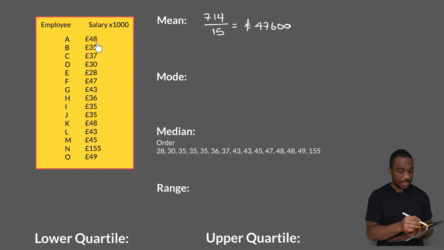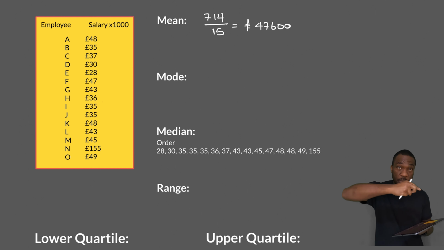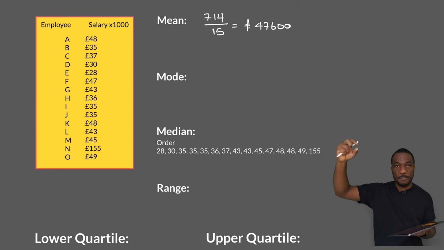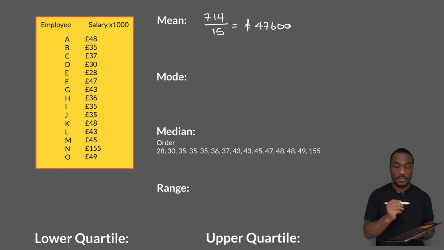I have got all these salary points in order in preparation to calculate my median. So I'm going to do that in a little bit. But 48,000 is about here. When you look at all of these salaries in order, would you say that the average salary is about 48,000? No. And the reason why you wouldn't say that is because there is somebody who's earning way above everybody else, and that's pulling everything up. So the mean is affected by the extreme values.